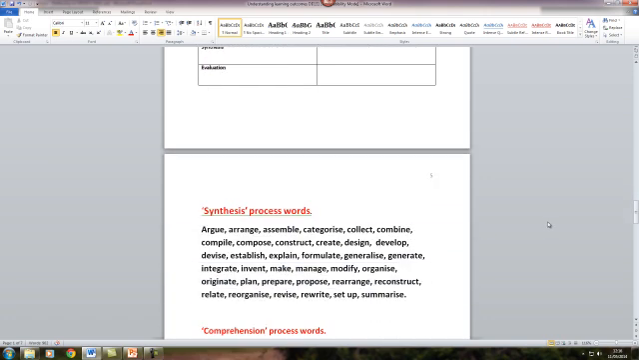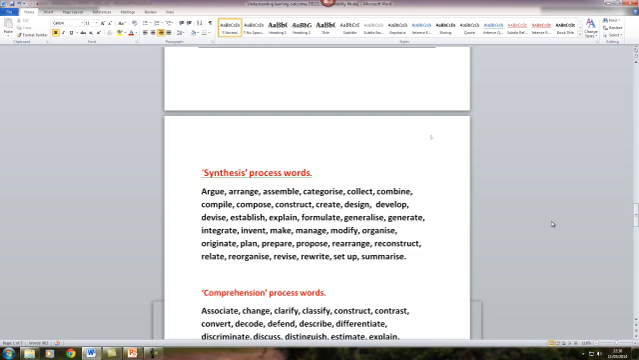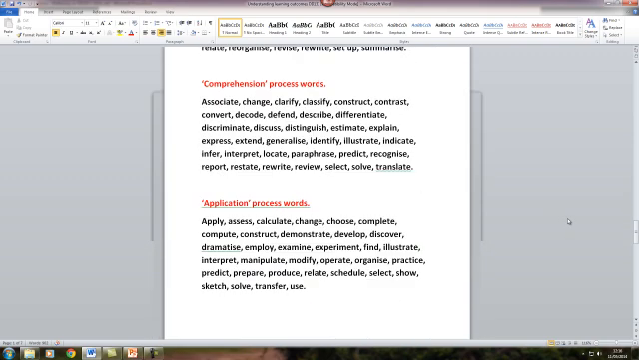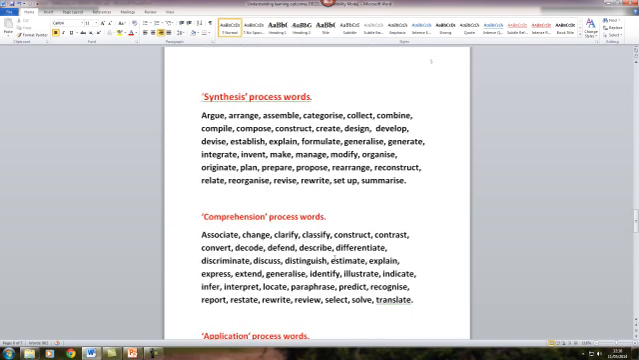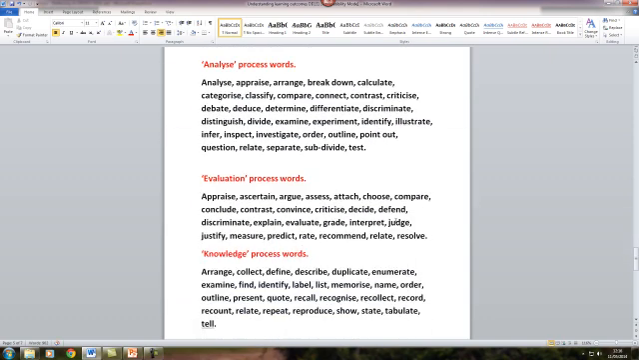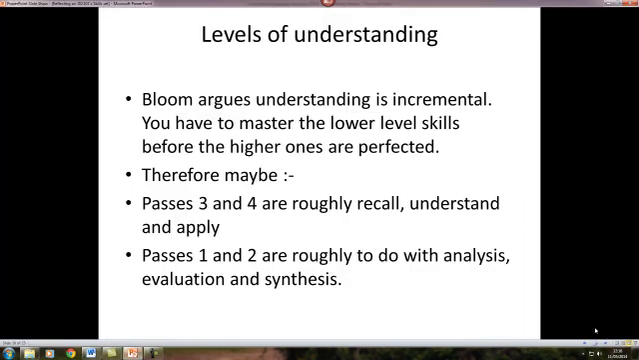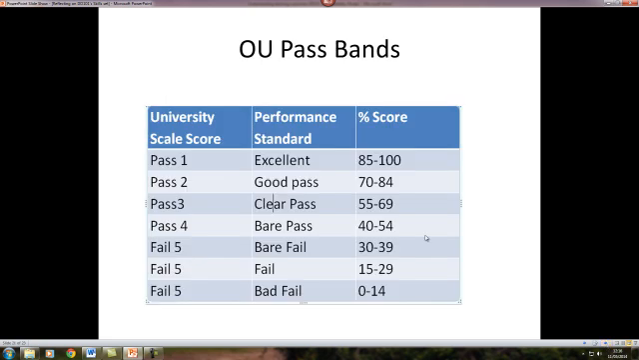Now, one of the things I'd like you to realise is that, let's take the knowledge process words here. Again, they're not that difficult, whereas compared with, say, synthesis, these words are much more demanding, as of course will be evaluation. So, going back to the PowerPoint, if you want to get into passes 1 and 2, you've got to learn to evaluate and analyse. Your writing's got to be critical and analytical.